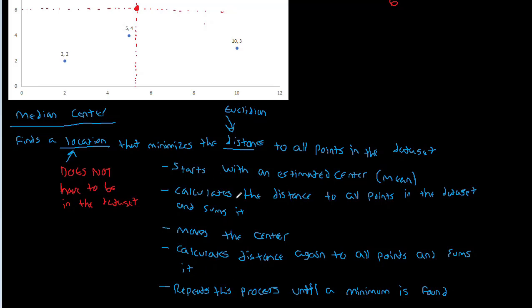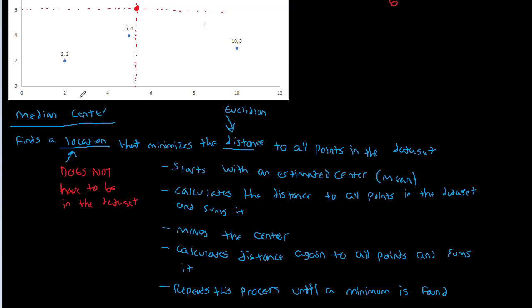it repeats this process of calculating and moving, calculating and moving, calculating and moving, until it hits a point where it feels confident that there's no better solution, and that the point that it returns is going to have the shortest distance from itself, right? So from the median center to all other points in the data set.